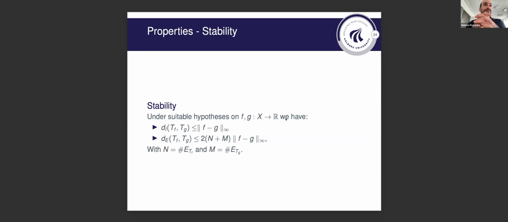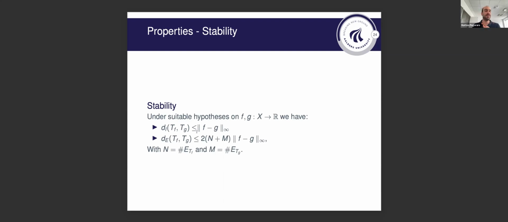Then we can prove some stability properties of this metric. Clearly, we cannot expect this metric to behave like the interleaving distance between merged trees, which satisfies this inequality here. Why? Because the interleaving distance between merged trees works basically like the bottleneck distance between persistence diagrams. It's a sup metric. It takes the biggest modification that you have to make to turn one merged tree into the other. And this is why it's very stable.